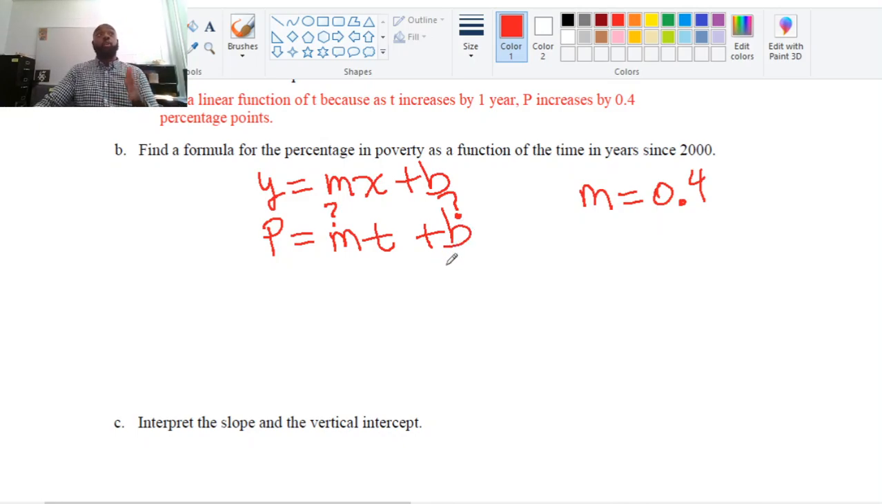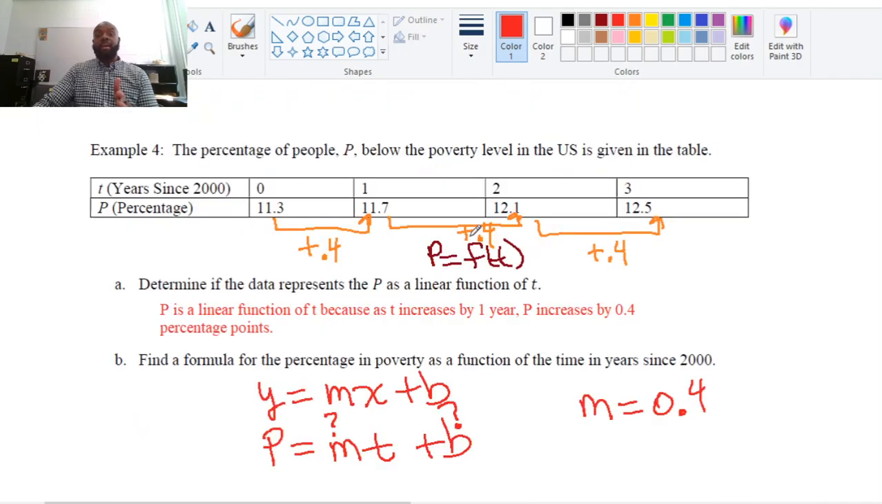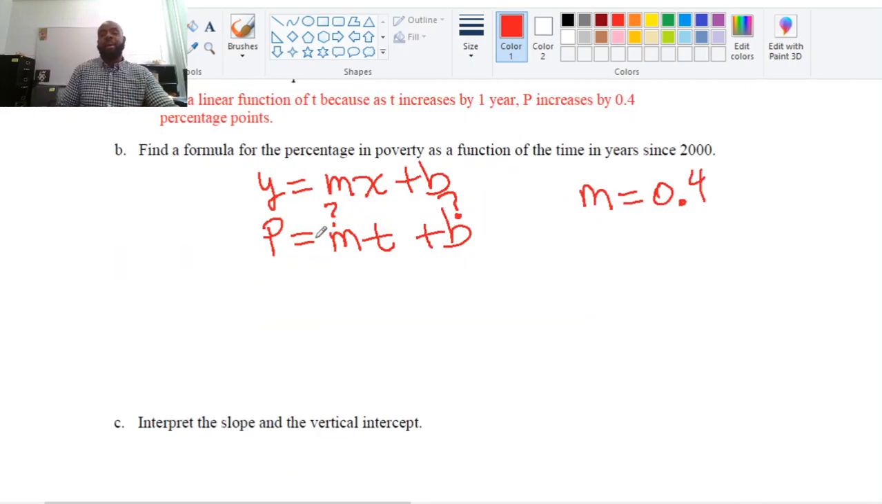It's the point where your graph crosses your vertical axis, right? Every point on your vertical axis has an x coordinate or input value of 0. Well, if I look at my table, oh, there's an input value of 0, so my vertical intercept is the output. So my b equals 11.3. So I didn't have to do all of that work.